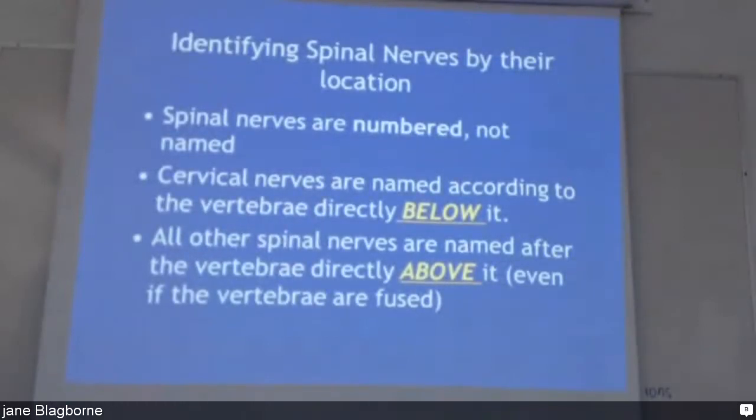So spinal nerves are numbered. That would be 31 names to remember, so it's good that they are just numbered. The nerves are named according to the vertebrae directly below it. Cervical, and all their spinal nerves are named after the vertebrae above it.